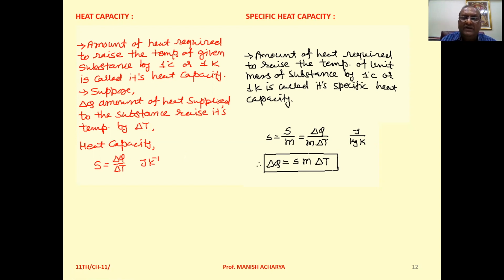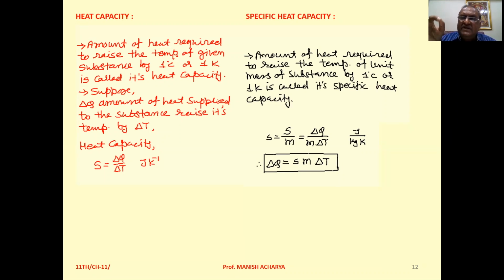Suppose we have a copper coin and we raise the temperature of the copper coin by 10 degrees Celsius by supplying some amount of heat. So if we calculate delta Q by delta T, then we say that is the heat capacity. And now if heat capacity is divided by the mass of that coin, then we say that is the specific heat capacity. But here, how will we represent this?